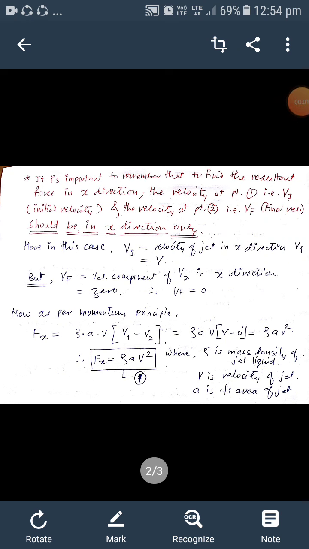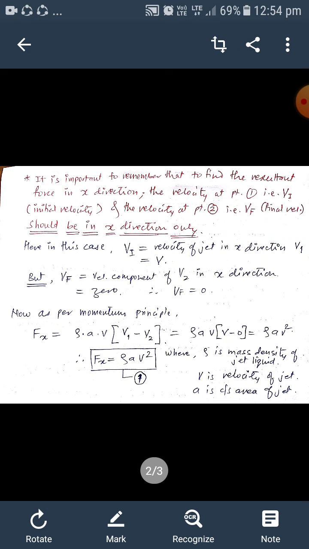Friends, in this second lecture, we shall see how further that equation is evolved when the jet strikes at 90 degrees to the plate. I read the text written in red.